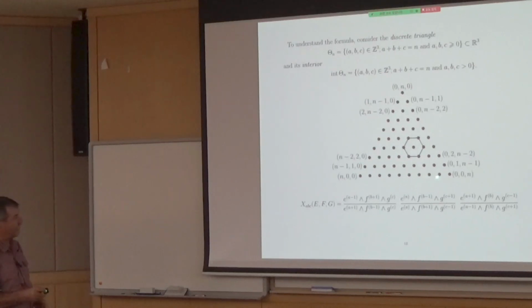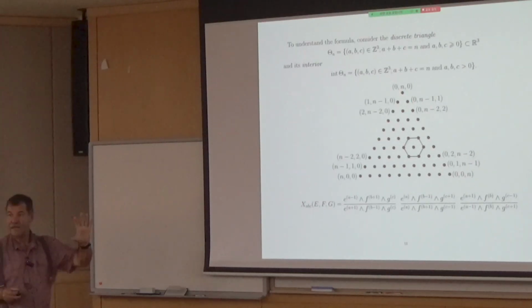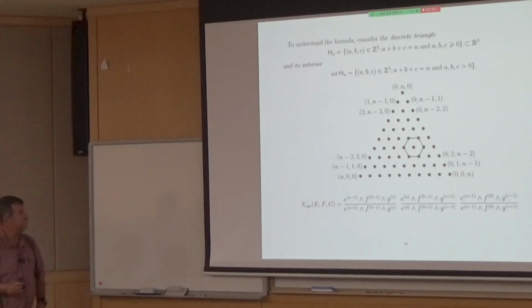So it's a triangle, except that because you're taking integer coordinates, you have finitely many dots instead of having the full triangle. Okay, and so here are the dots. So the vertices are the ones of the form (n, 0, 0), (0, n, 0), (0, 0, n). And then each dot here is a triple ABC of integers whose sum is equal to n.